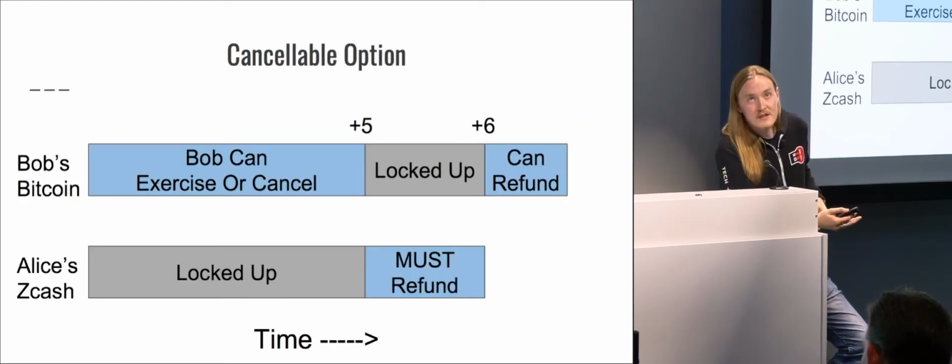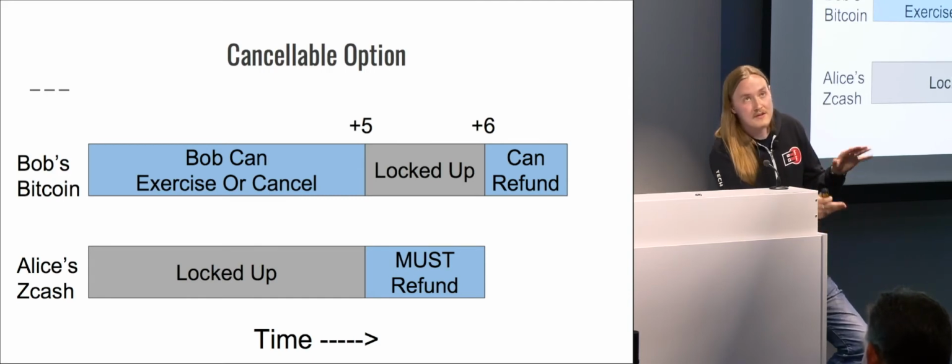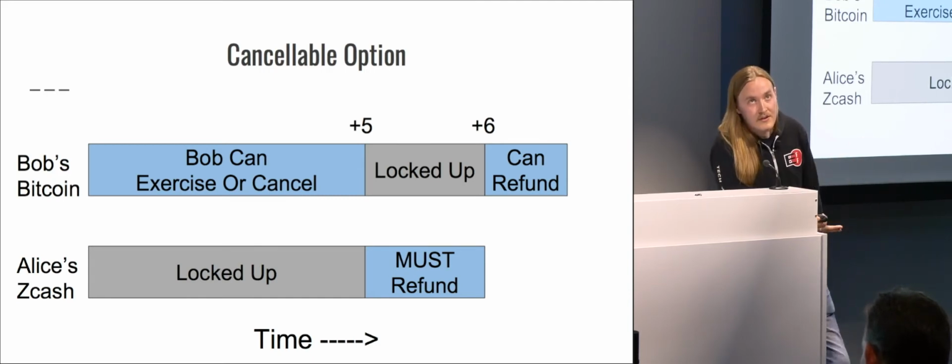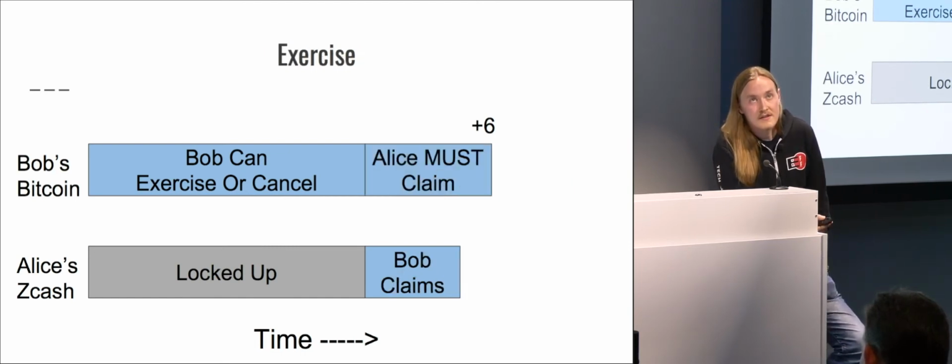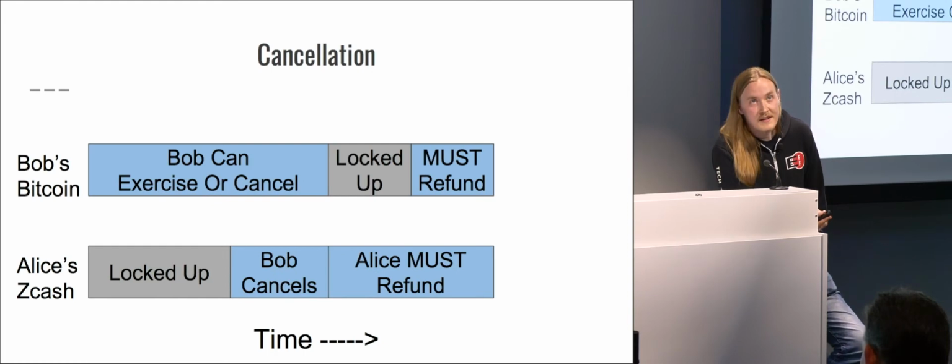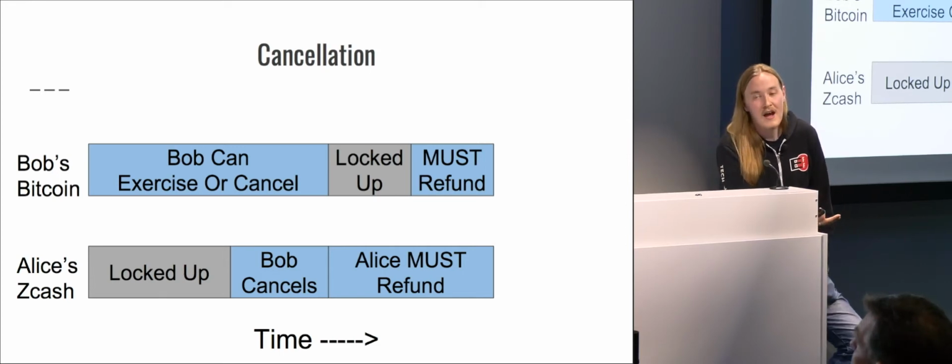So here's the cancellation. This is if the option expires. We have it just like the normal option. This is the exercise path. Bob claims the money, and then Alice claims the Bitcoin. And this is the cancellation path. Bob gets the right to exercise or cancel. Alice is locked up. When Bob cancels the option, Alice must refund her money. When Alice does that, Bob gets his money back too.